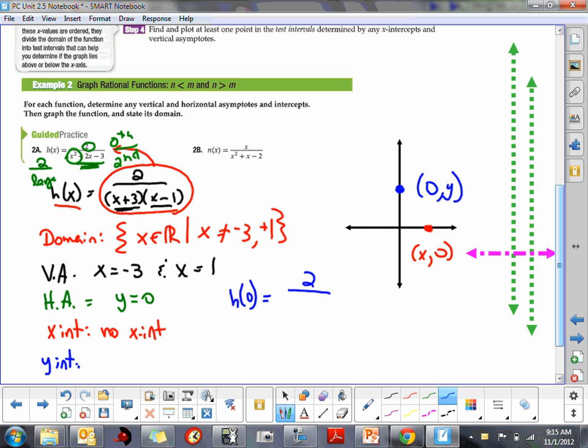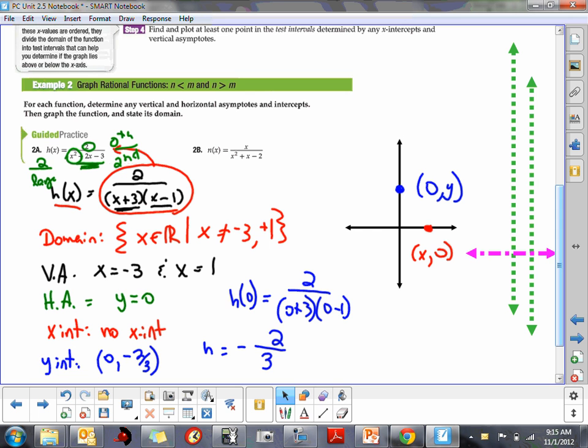And it's going to be 2 over, then it's 0 plus 3, and 0 minus 1. So it's going to be 2 over, this is a 3 times a negative 1, or a negative 3, so it should be a negative 3 halves. Or, I'm sorry, negative 2/3. So our y-intercept is at the ordered pair 0, negative 2/3. So I think we have all the required values that they want us to have. Now we're going to go into our sketch.